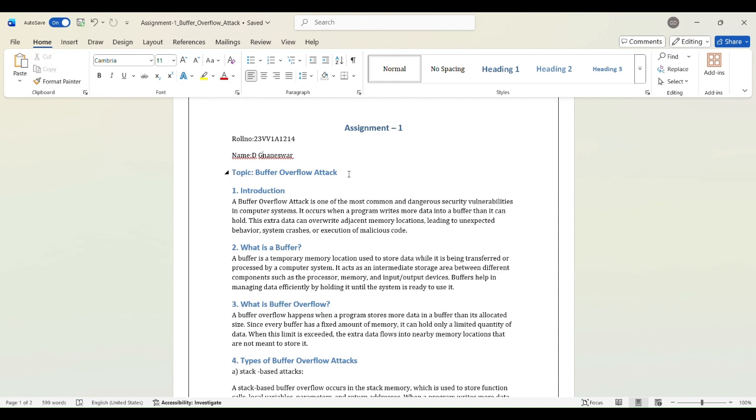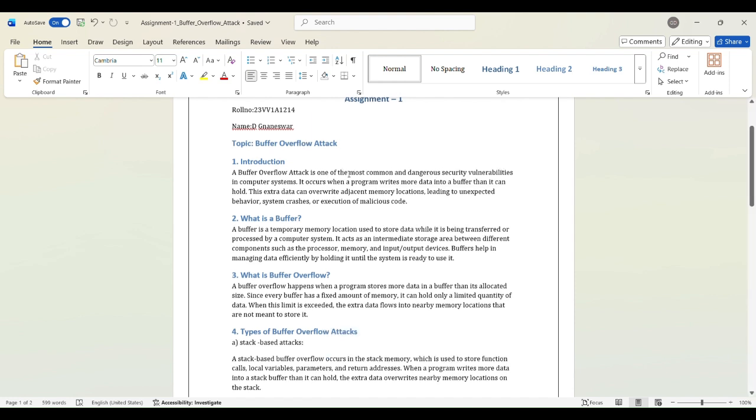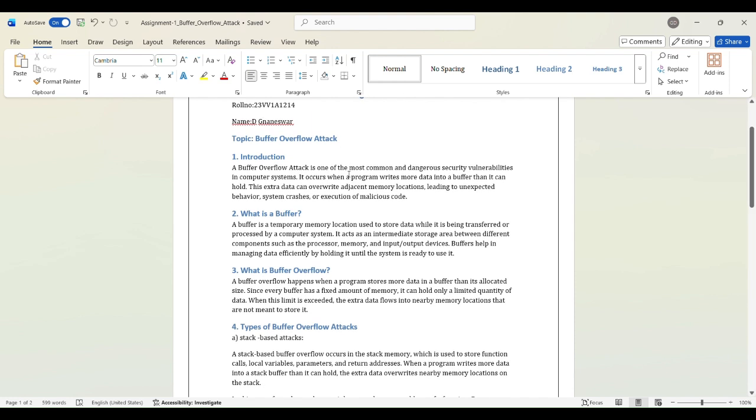1. Introduction. A buffer overflow attack is one of the most common and dangerous security vulnerabilities in computer systems. It occurs when a program writes more data into a buffer than it can hold. This extra data can overwrite adjacent memory locations, leading to unexpected behavior, system crashes, or execution of malicious code.